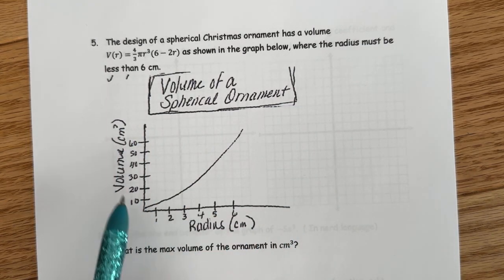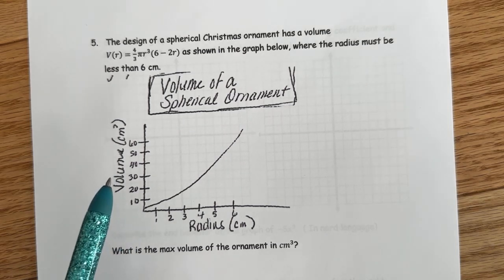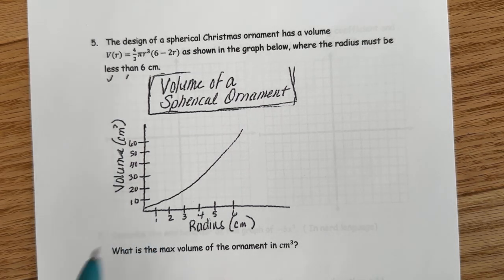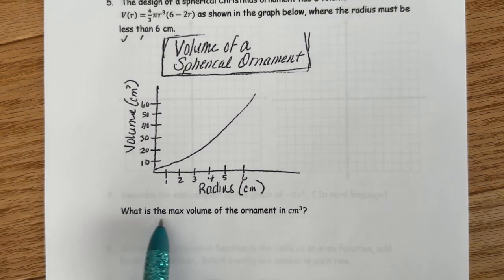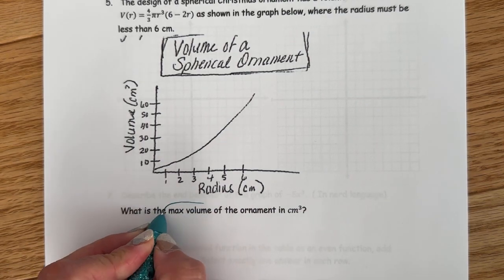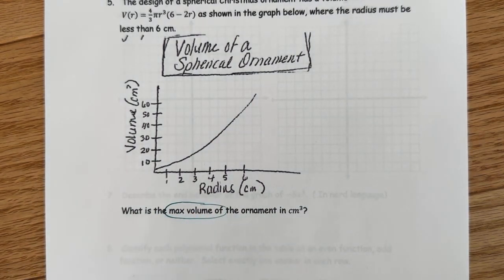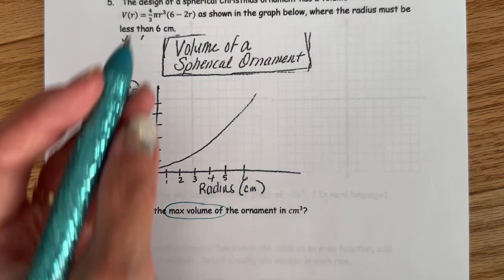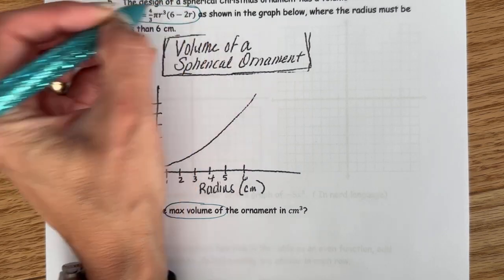Now I just want to mention that this graph does not help me very much when it comes to figuring out what the question is asking. It is asking what the max volume of the ornament is. There's no hill, no top of the hill, no bottom of the hill, so I don't know what a max or even a min is on this graph, because it just looks like not a complete curve. So the graph doesn't help me. What's going to help me is this.